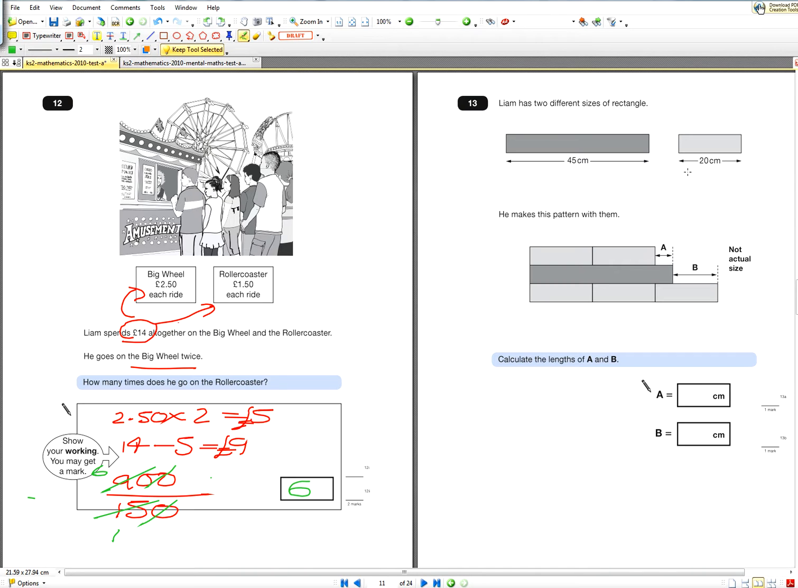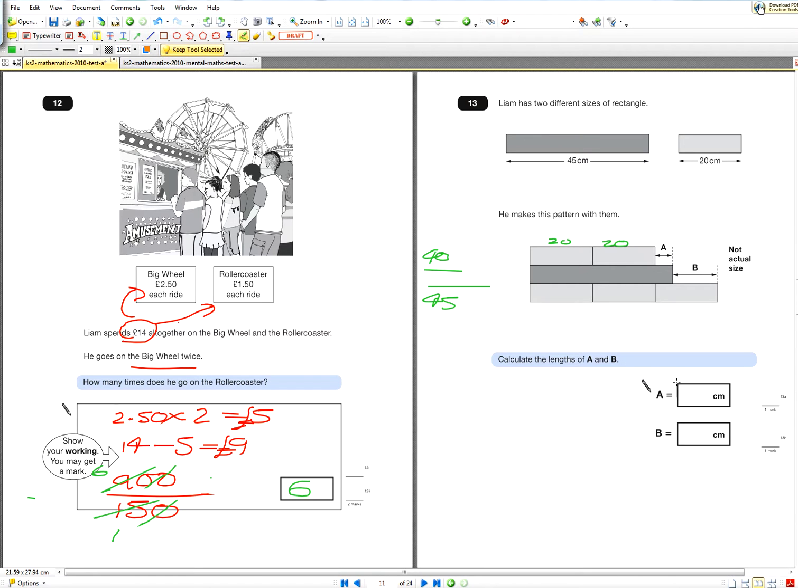Liam has 2 different sizes of rectangles, 45 and 20. He makes this pattern with them. Calculate the length of A and B. Okay, let's have a look. Now, what is the length of 2 of these grey blocks here? What's the length? 20 and 20. What's 20 and 20? 40. So the first part is 40. Let's look at the second part. What's the length of this big dark grey block? 45. So what's the difference then between the 45 and that? 5. Lovely. A is equal to 5.